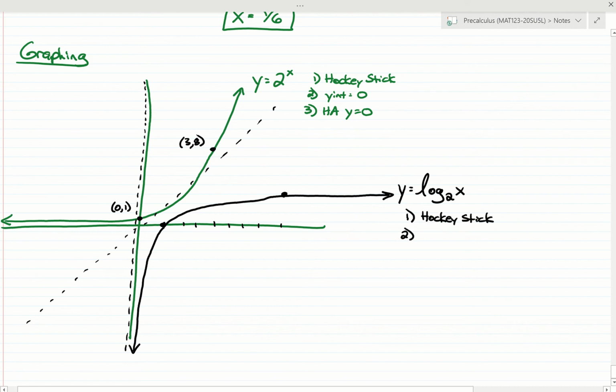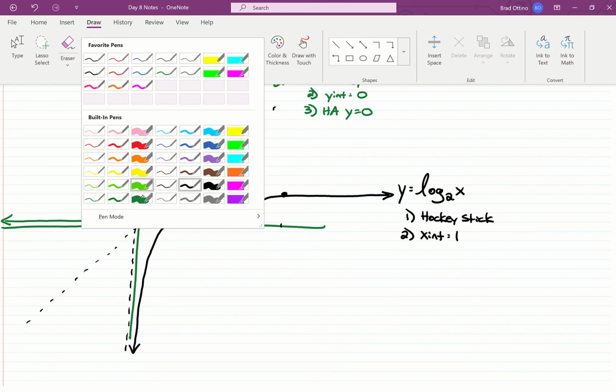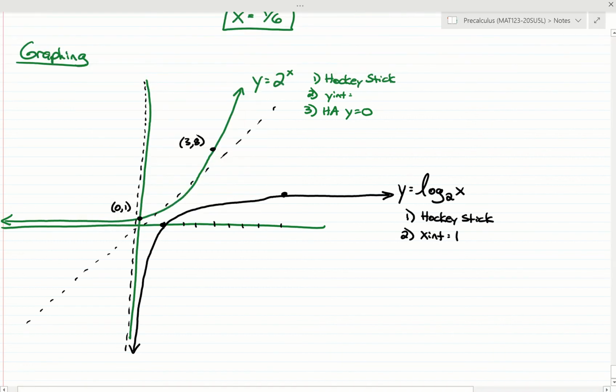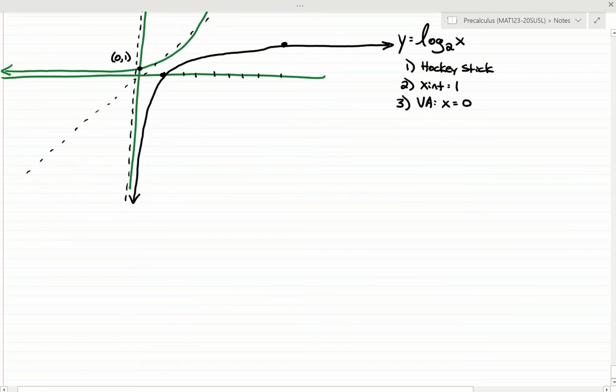It doesn't have a y-intercept, but it has an x-intercept of 1. And I think over here I said the y-intercept was 0, but that's not true. It's just a little mistake, so I'll fix that in the notes over here quickly. And the third thing about the log graph is that it has a vertical asymptote when x is equal to 0. So it's important that you know those different shapes.